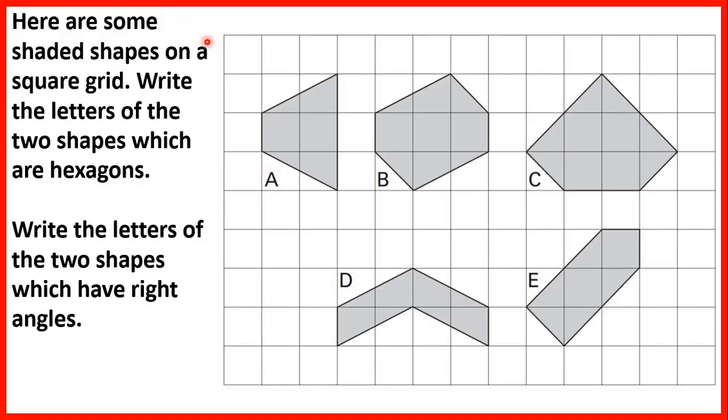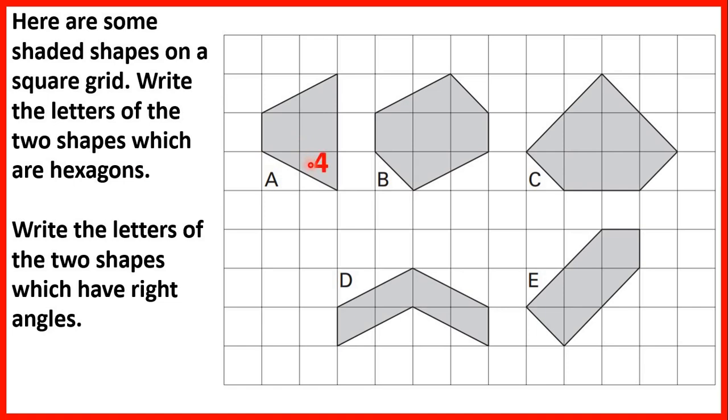Here are some shaded shapes on a square grid. Write the letters of the two shapes which are hexagons. So remember, a hexagon is a six-sided shape. So what we need to do for this part of the question is just count the sides.